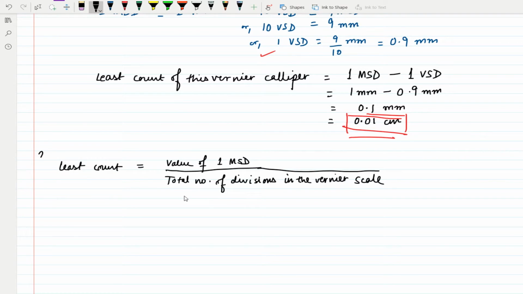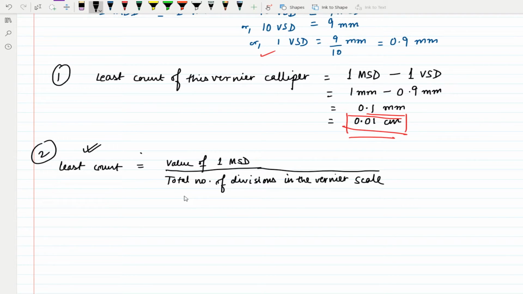Okay, so this is the second formula, but know that this second formula has been derived from the principle of vernier. So only if the principle of vernier holds, that means if n divisions of the vernier coincide with n minus 1 divisions of the main scale, then only this formula works. Okay, but the first formula which we did, that is the difference between one main scale division and one vernier scale division, will hold in all cases. Okay, it will hold in all cases.